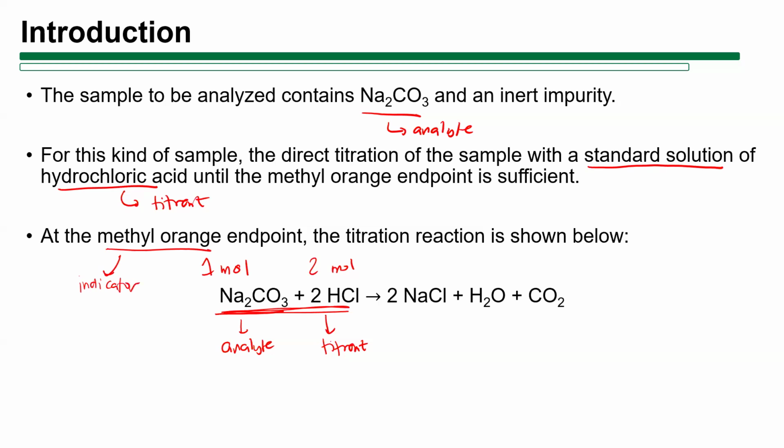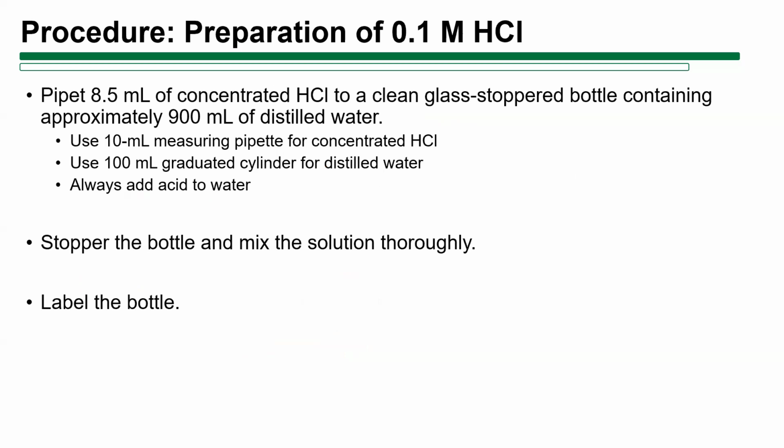So this is what you will do, and this is where the bulk of my discussion will go. First, you need to prepare your standard solution, which is 0.1 molar HCl. In the lab, I will teach you how to properly use a measuring pipette, because you will be needing to pipette 8.5 ml of concentrated HCl into the large glass bottles that you have in your lockers.